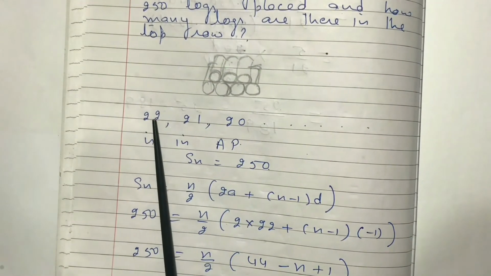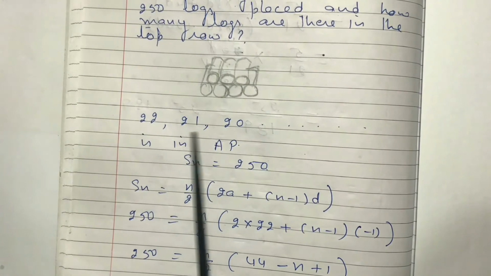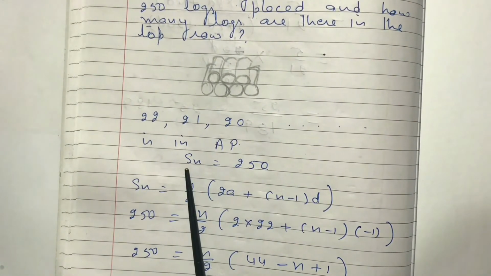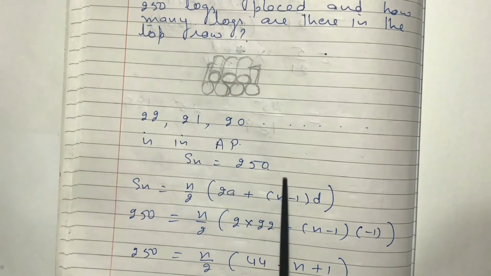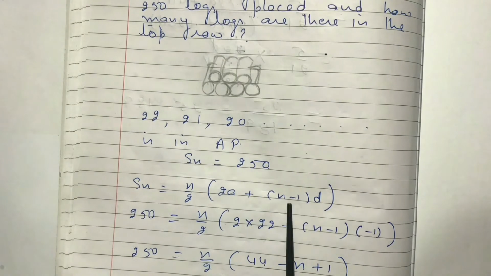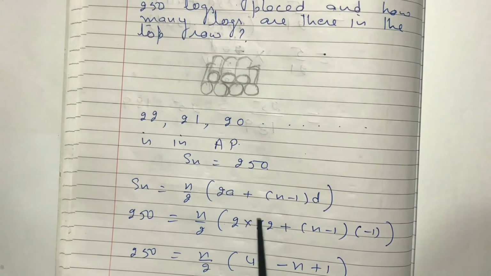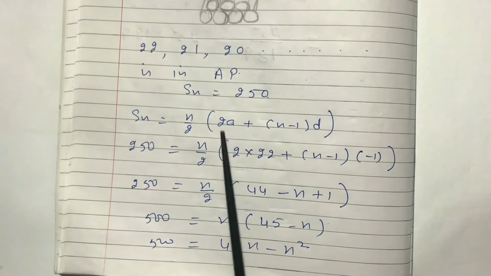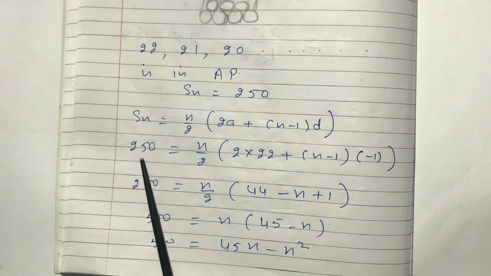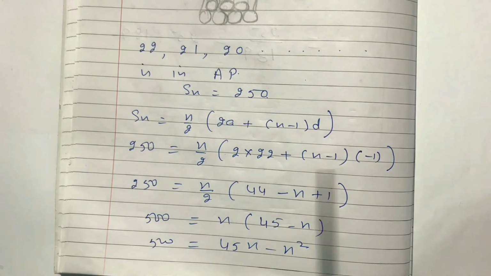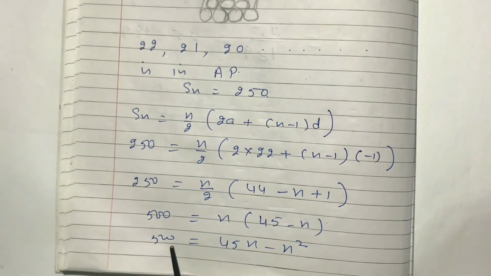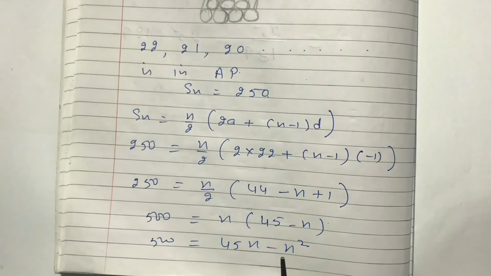So you will have an AP 22, 21, 20 onward. This is an AP. Total number of logs are 250. So Sn is equal to 250. Write the formula for Sn, that is n/2 into 2a plus n minus 1 d. Substitute the values. Here a is 22 and d is -1 and Sn is 250. After substituting the values and after calculating it, you will have 500 is equal to 45n minus n square.